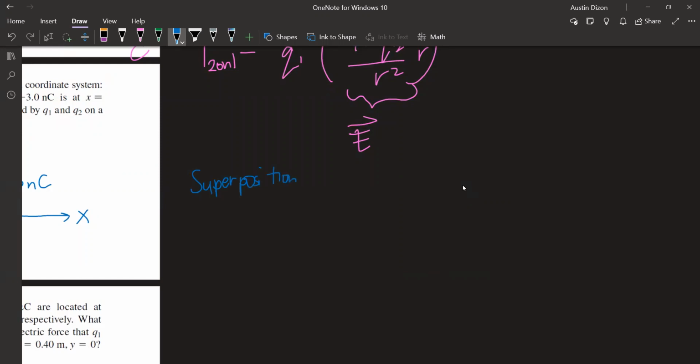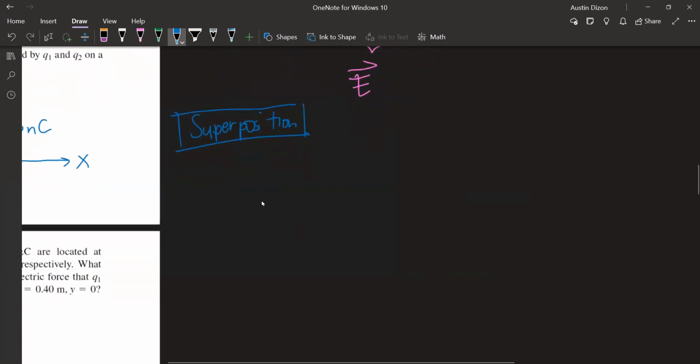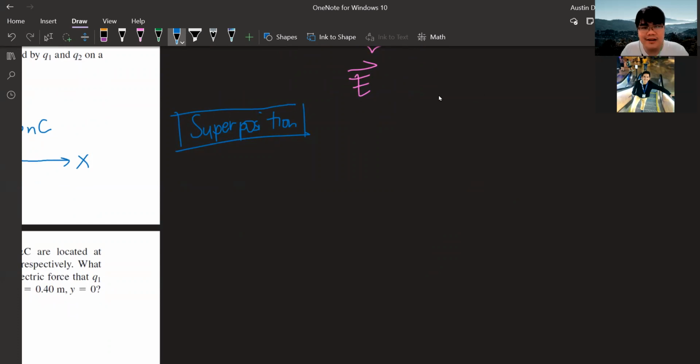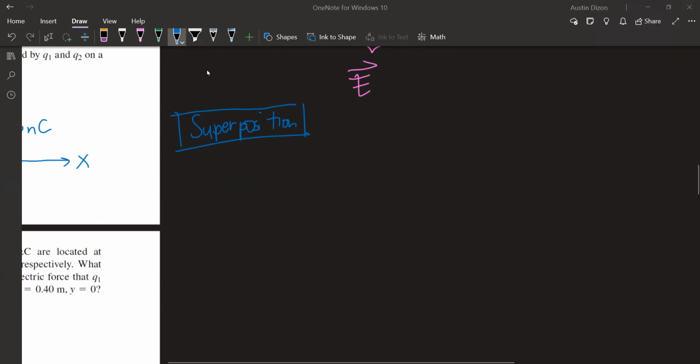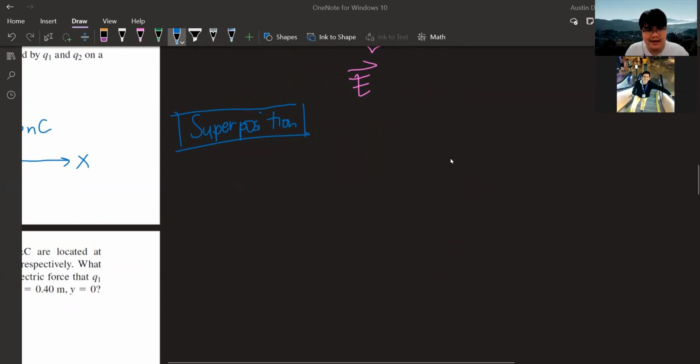Superposition. Okay, superposition. Ang ibig sabihin lang niyan is that nag-add normally yung mga electric field and forces. Okay, so nag-add sila normally.